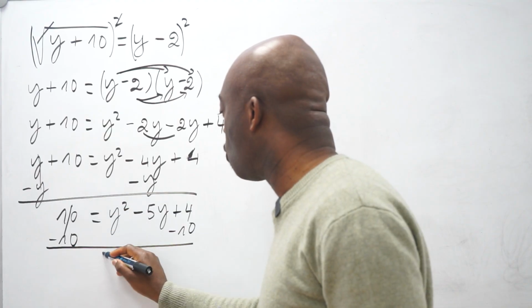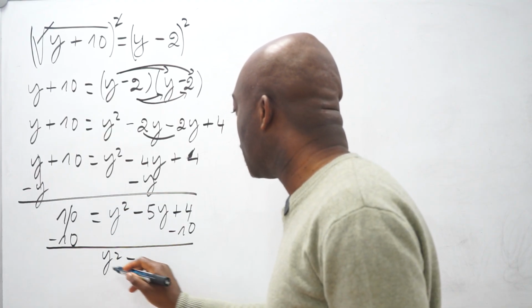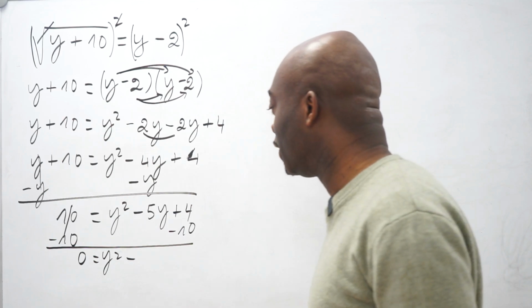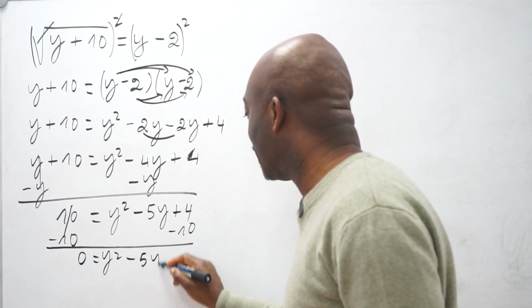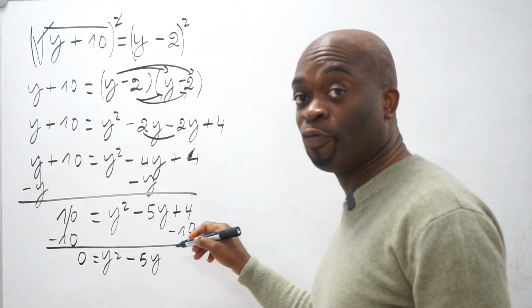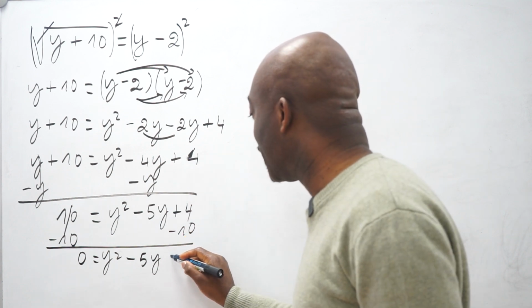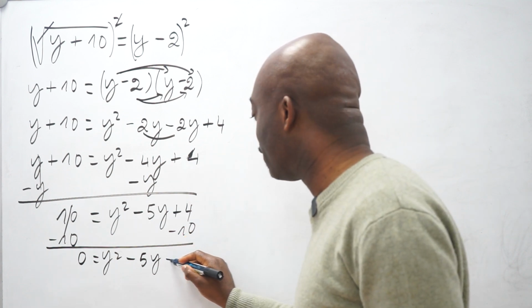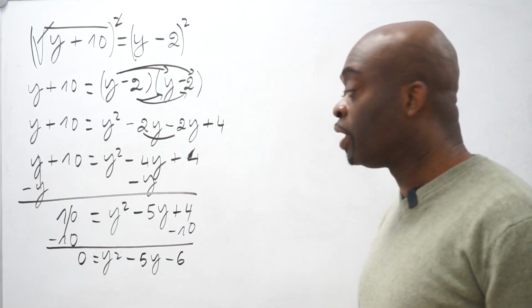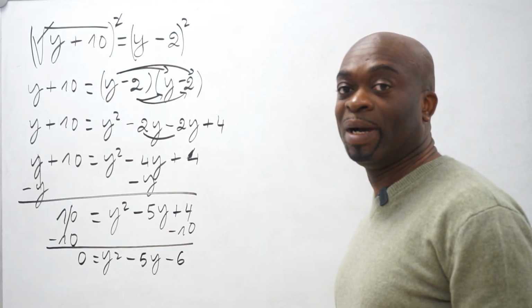So we end up with y to the second power. And then what's happening on this side? 0. Let's not forget about that. Very important. And then minus 5y equals what? What is 4 minus 10? We subtract 4 from 10, which is 6, and then we keep the sign of the highest number. That will give us negative 6. So we end up with 0 equals y to the second power minus 5y minus 6.